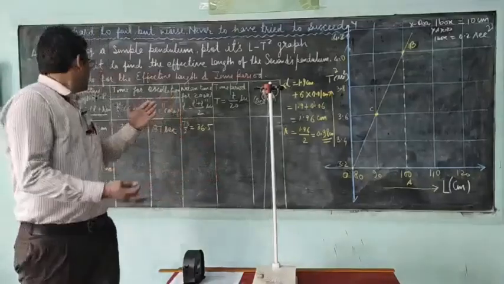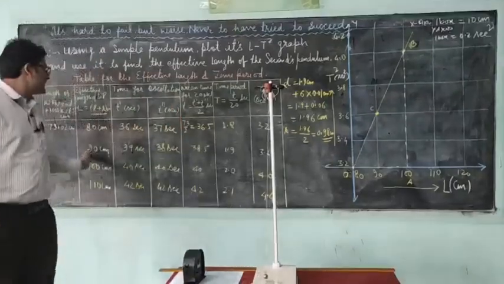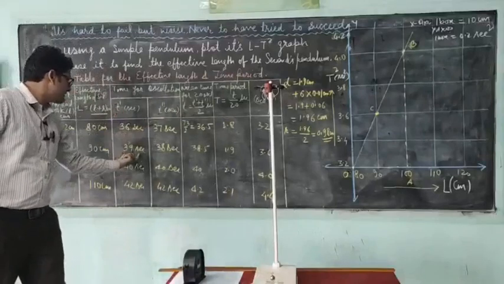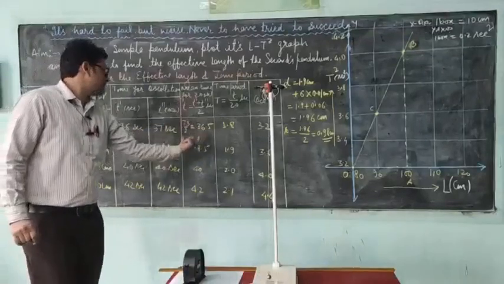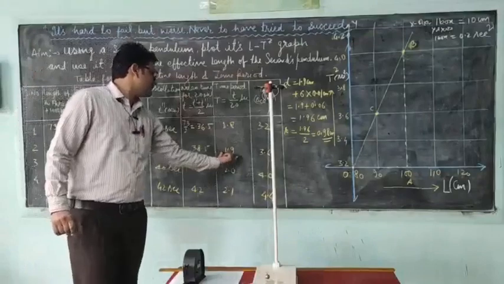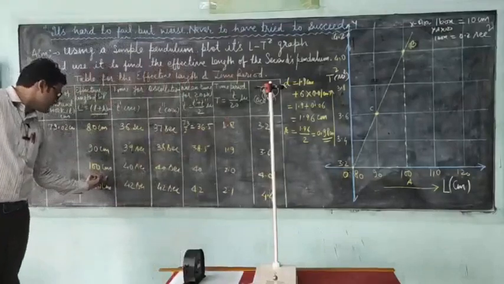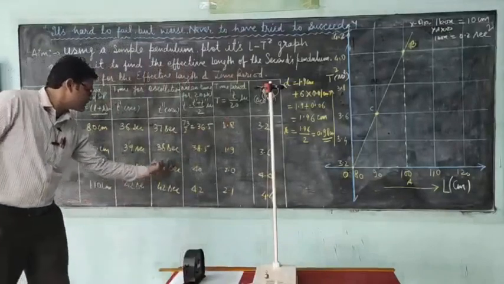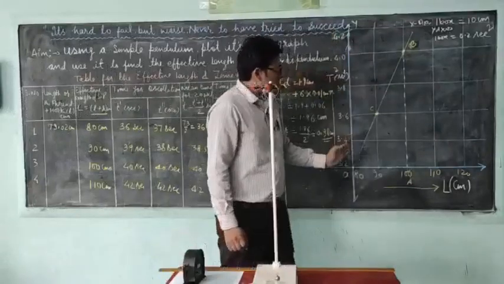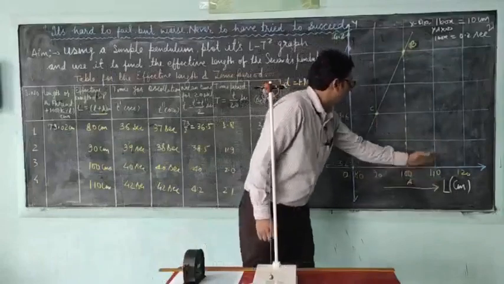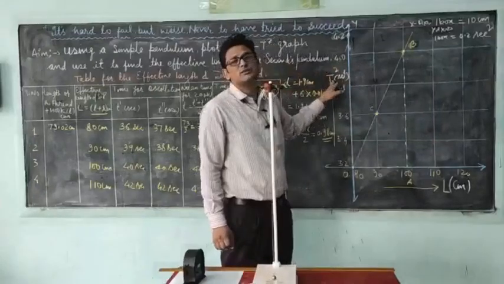For 90 centimeter, 100 centimeter and 110 centimeter, we will find the same thing in the same way. For 90 centimeter, in the first 20 oscillations the time taken by the bob is 39 seconds, and in the next 20 it is 38 seconds. Then we find the mean, and afterwards the time period. Then the square of the time period is 3.6. In the same manner I have got the values at 100 centimeter and 110 centimeter. Then I have plotted a graph between L versus T square, where L is the effective length and T square is the square of the time period.